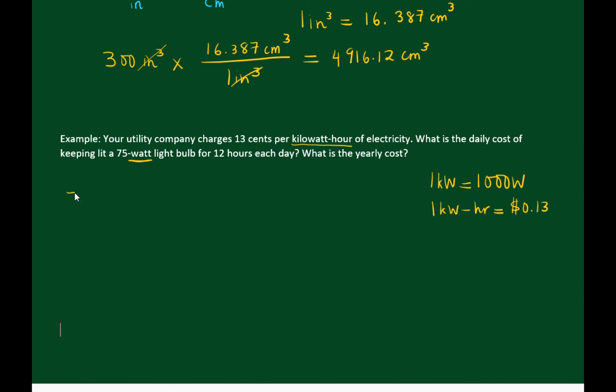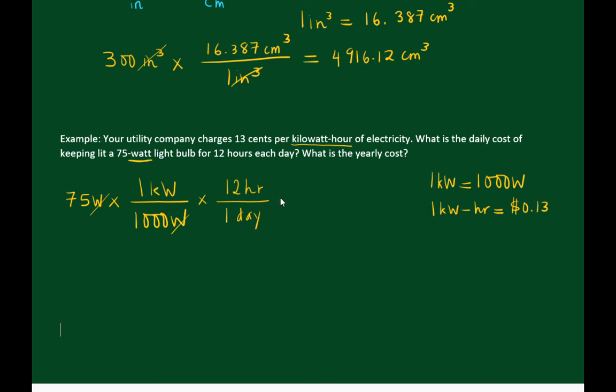I have 75 watts to start, and let's convert it to kilowatts. So 1 kilowatt over 1000 watts, so these two cancel. Now I've got it in kilowatts, so that's the actual amount of power. And then we want to use it for 12 hours each day, so it's used for 12 hours on one day.